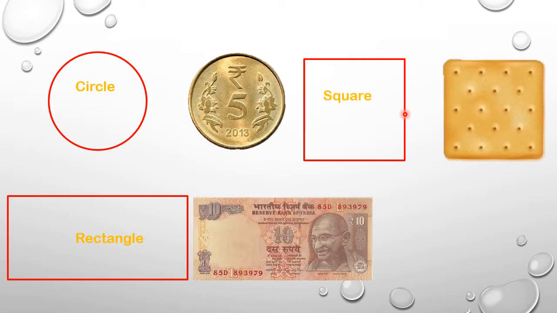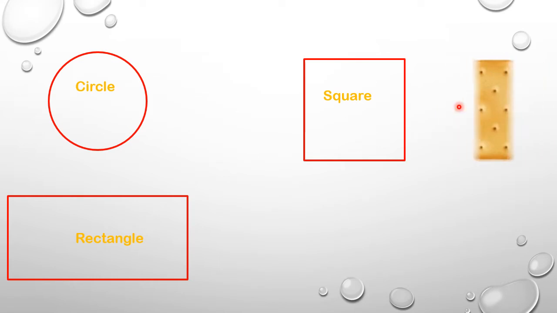This is square. Yes. So after tracing this coin, 10 rupee note and biscuit, we got these shapes, isn't it? Circle, rectangle and square. These shapes represent the plane figures. So these shapes represent plane figures.